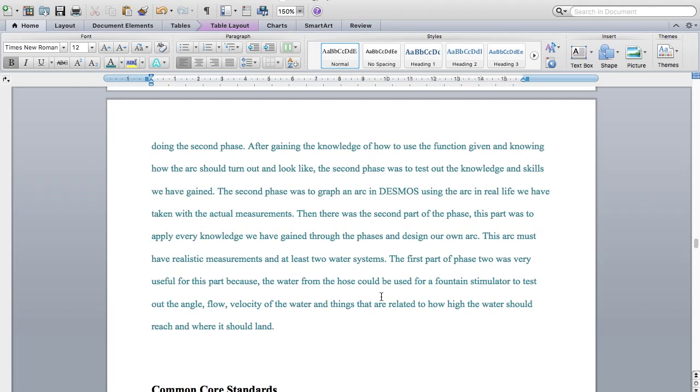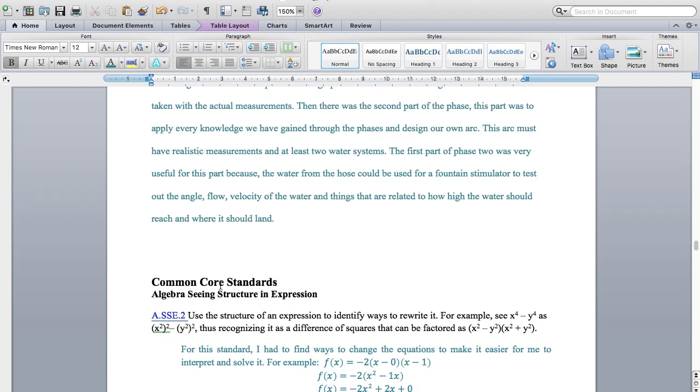So the first part of the phase was very useful for the second part and this conclusion, because I can use the water from the hose to be a fountain simulator to test out the angle, flow, velocity of the water, and things that are related to how high the water should reach and where it should land if I wanted to be an architect making fountains.